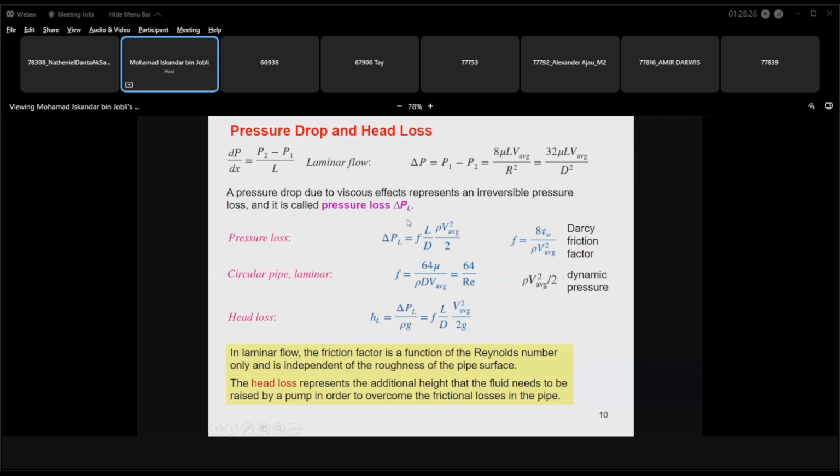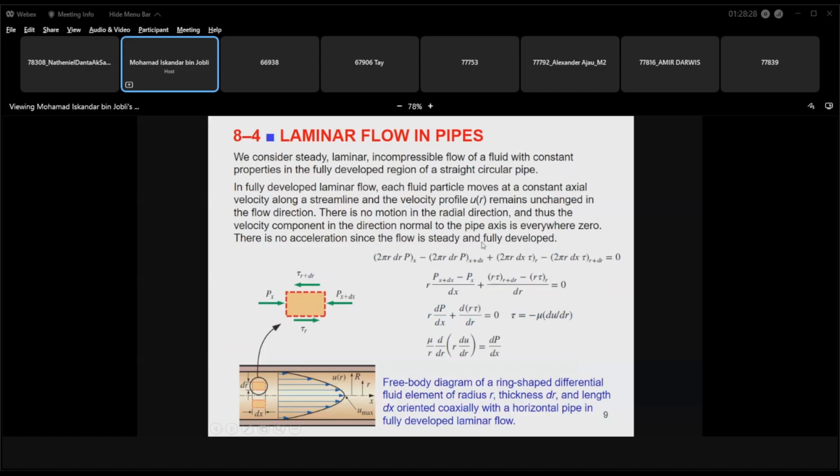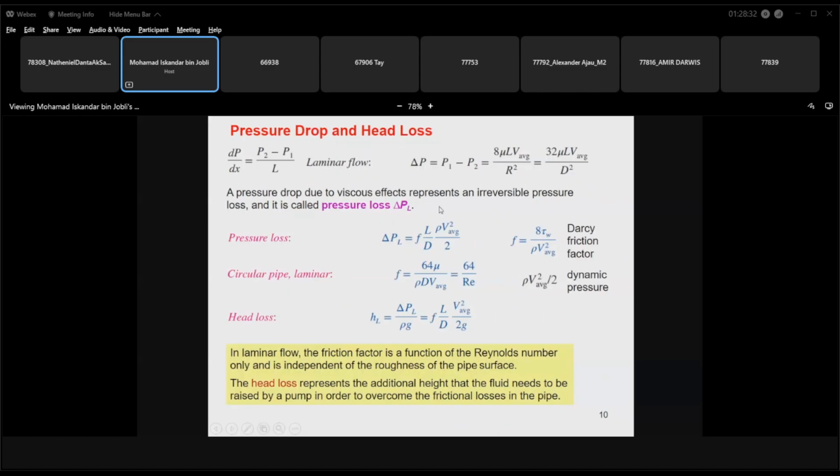I'm not asking you to develop this. You don't have to worry, this will not come out in a test. What I do want you to remember is the pressure loss, which is given by this, with f being the Darcy friction factor. They just make it simple for you to see. The pressure loss is f L over D.